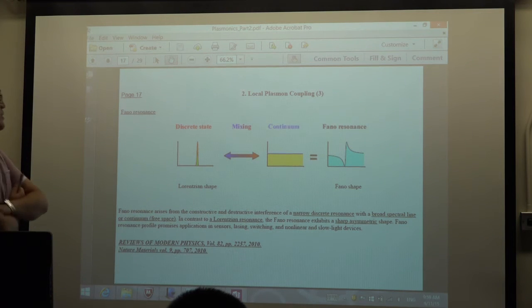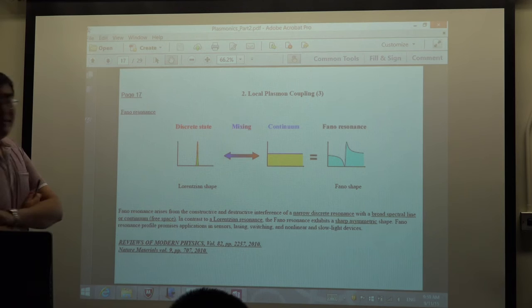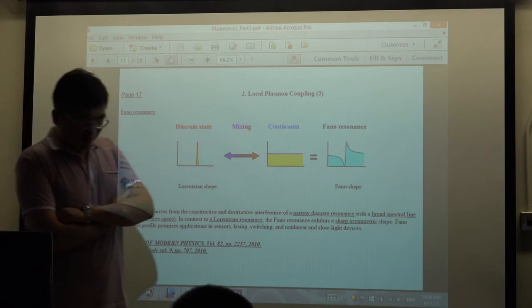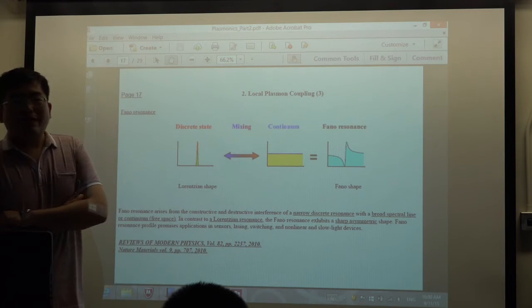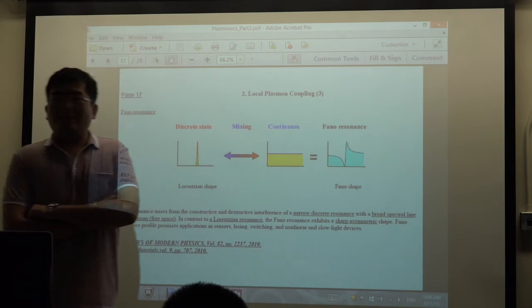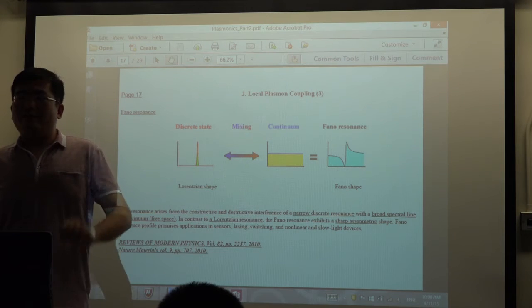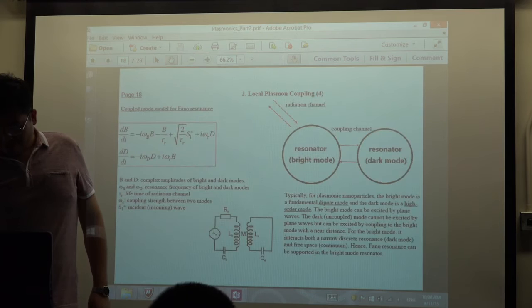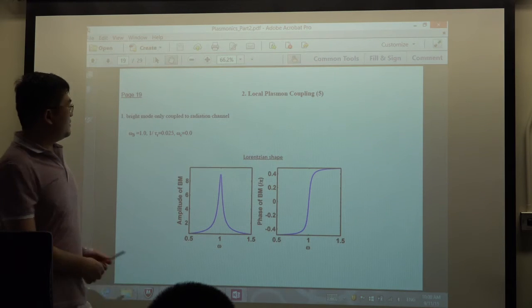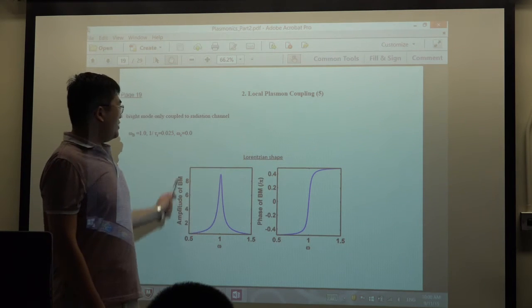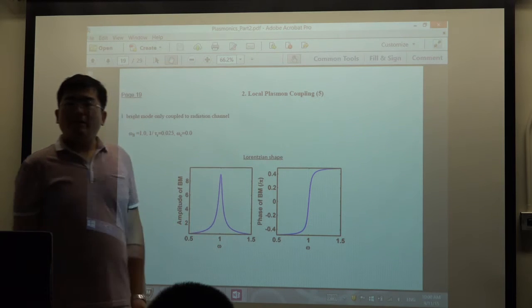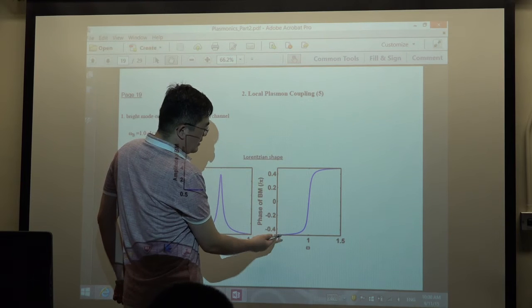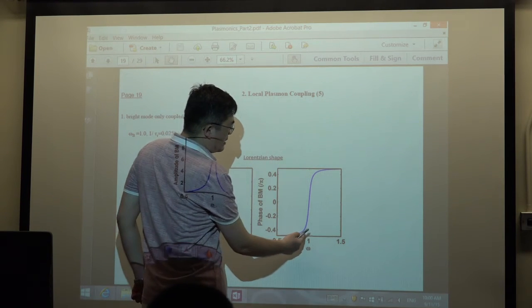What is the meaning of the phenomenon? From my knowledge, people only talk about two kinds of resonance. One is called Lorentz resonance, just one resonance, but it has a symmetric spectrum. So I just go here, and we go here. This is Lorentz resonance. The amplitude is symmetric, and the phase goes from in phase, off resonance, to out of phase.